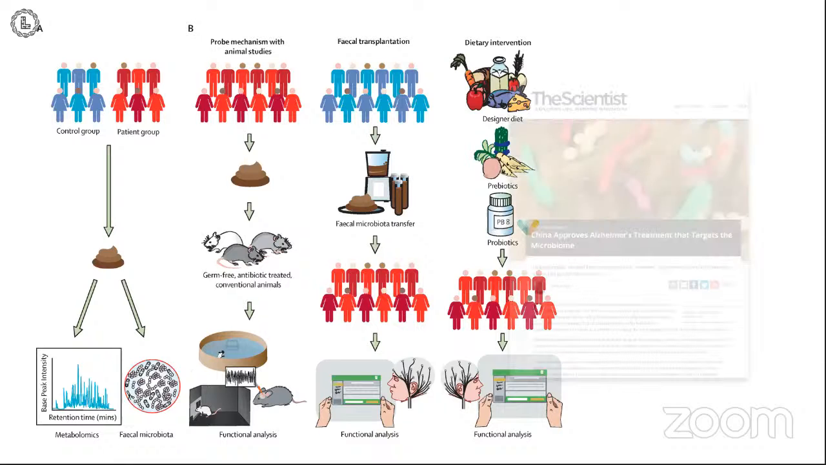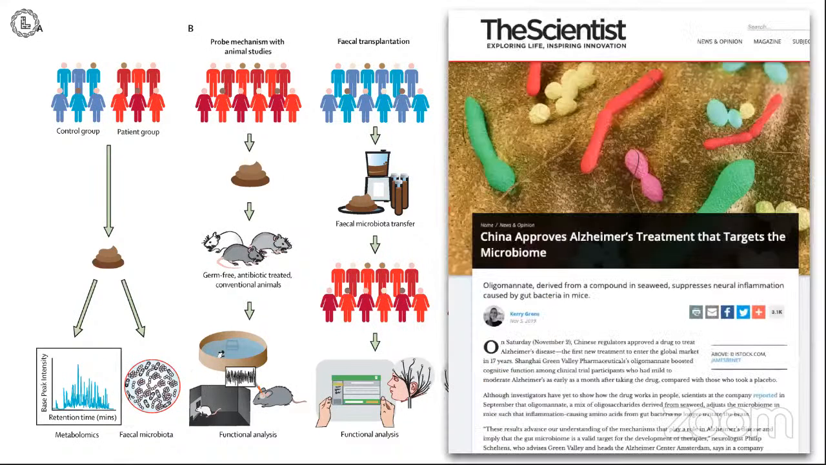In fact, there have even been proposed treatments for different types of complex conditions. Like, for example, you can see here in 2019, there was an article that China approved an Alzheimer's treatment that targets the microbiome. So very interesting development in this field.